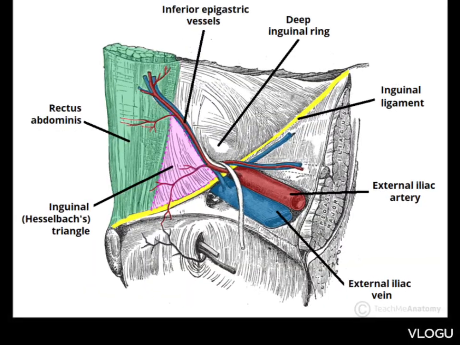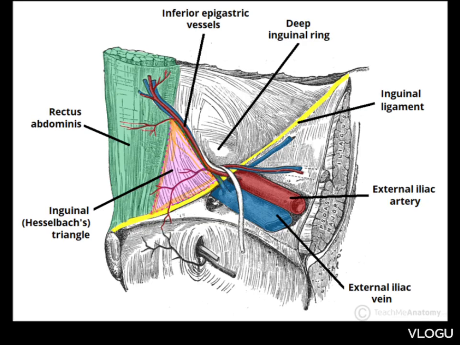Next we can see a very important triangle, Hesselbach's triangle. This is the most frequently tested anatomy, and we can see some boundaries here. The boundaries are very important, in a triangle shape. On the medial side you can see the rectus abdominis muscle, and laterally you can see the blood vessels going up, which we call the inferior epigastric vessels.